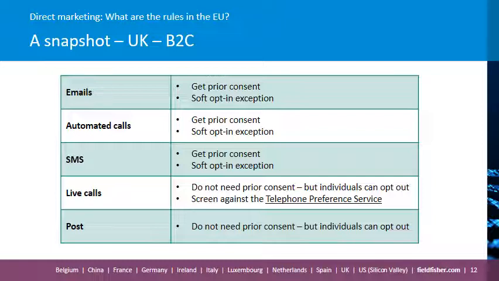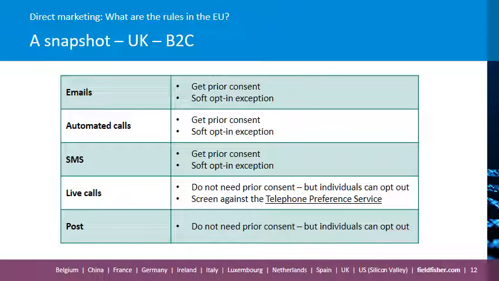So as you can see, we've included 5 different types of marketing mediums. And the first 3, emails, automated calls, and SMS, will constitute electronic direct marketing and so will be governed by the ePrivacy Directive rules. So as we've just covered in the preceding slides, where you're carrying out electronic direct marketing, you either need to get consent unless you can rely on the soft opt-in exemption where it's available to you.